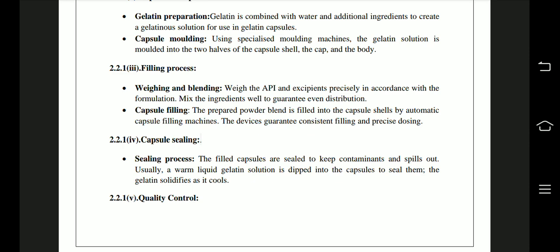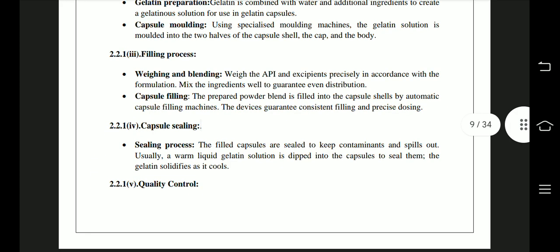Third one is the filling process. Weighing and blending steps involve weighing the API and excipients precisely in accordance with the formulation. Mix the ingredients well to guarantee even distribution. Capsule filling. The prepared powder blend is filled into the capsule shell by an automatic capsule filling machine. The device guarantees consistent filling and precise dosing.